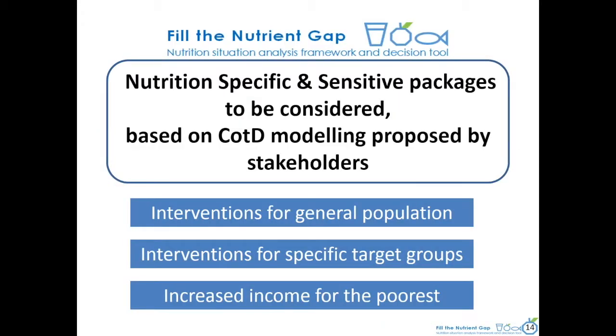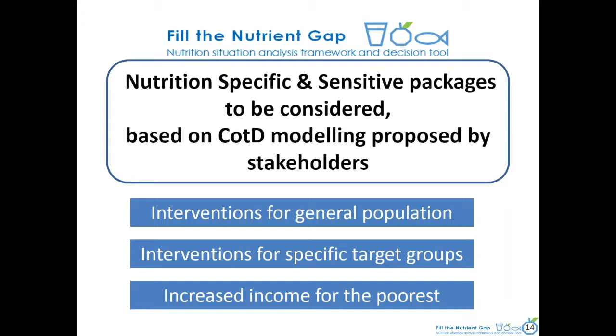And the cost of the diet, beyond identifying affordability issues, also helps model different types of nutrition-specific and nutrition-sensitive interventions that could be devised, using different entry points and the market to address and improve affordability of nutritious diets for households, and also reducing costs to meet nutrient needs for specific target groups.